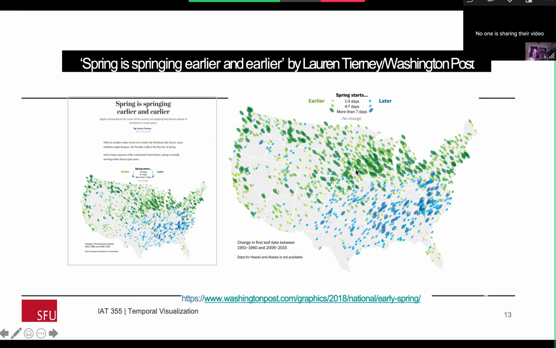So here the thing that's of interest is the geographic distribution of the onset of spring and how that varies from place to place in the continental USA. And the time, instead of being a primary dimension for plotting, is discretized into steps: 1 to 3 days, 4 to 7 days, and more than 7 days as 3 separate marks, each readily distinguishable from each other, and earlier being distinguishable from later simply by the use of color.